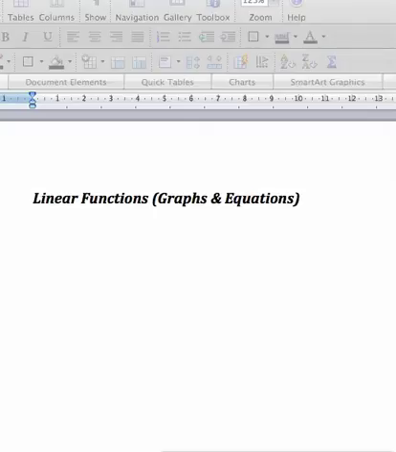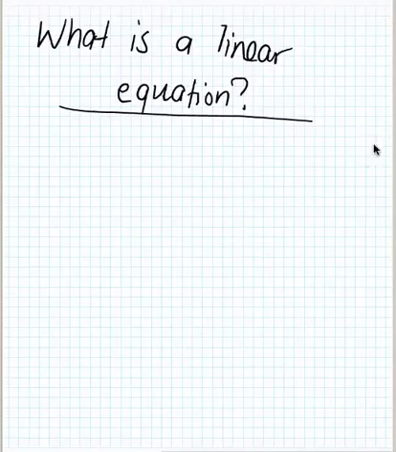Hi, so this session is an introduction to linear functions, and what we mean by linear functions is looking at linear graphs and also equations and working between the two. So our first step is to understand what we mean by a linear equation.